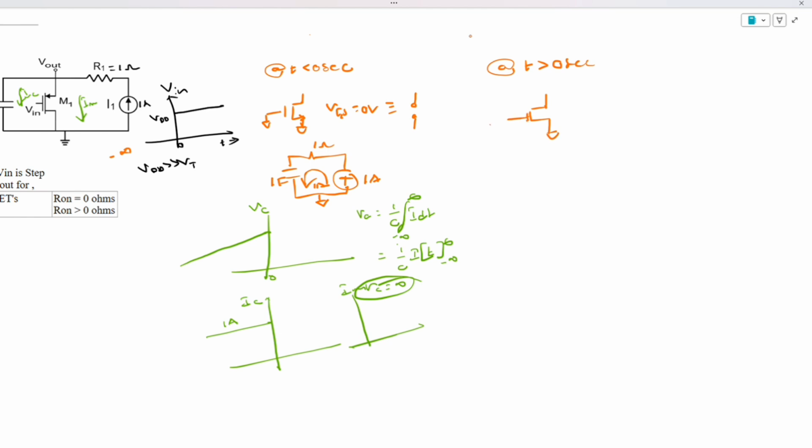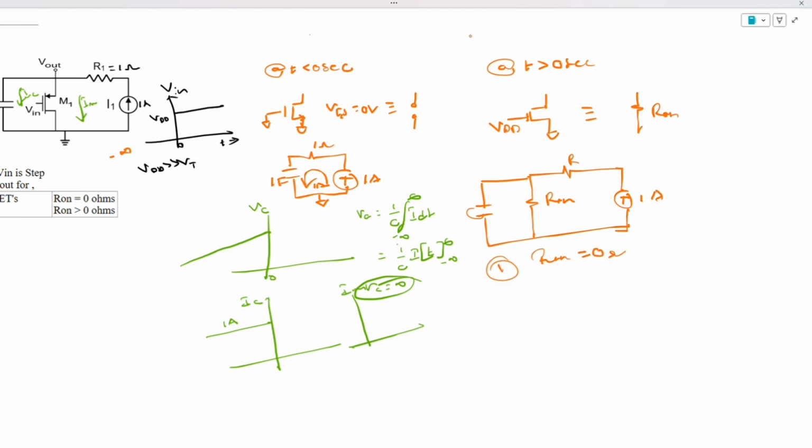Let's solve for t greater than 0 seconds. For t greater than 0, the input will become VDD, right? So VGS is equal to VDD, and the MOSFET can be approximated as a resistor. The behavior of the MOSFET will be a resistor in the triode region, deep triode region, as we know. So the circuit can be redrawn like this. This is 1 ampere, this is R on, and this is C.